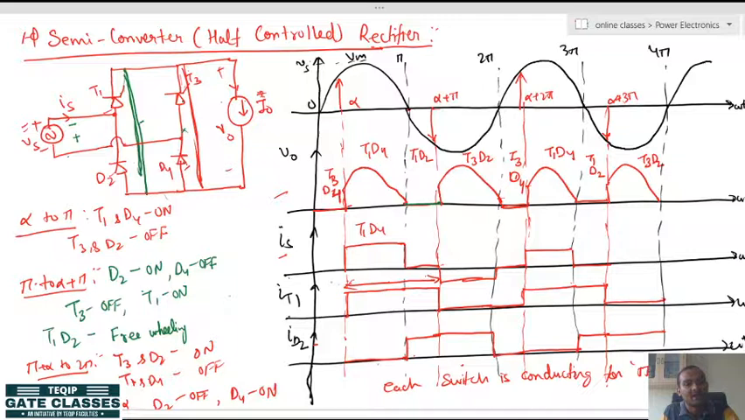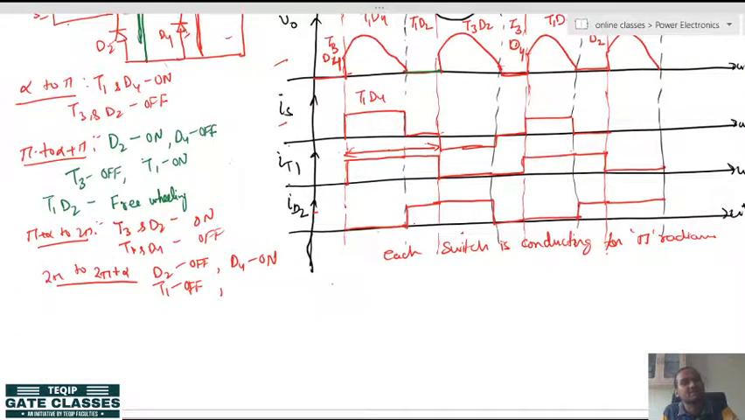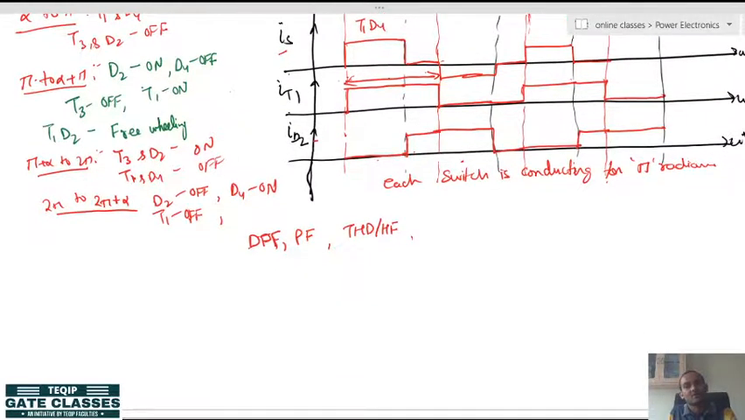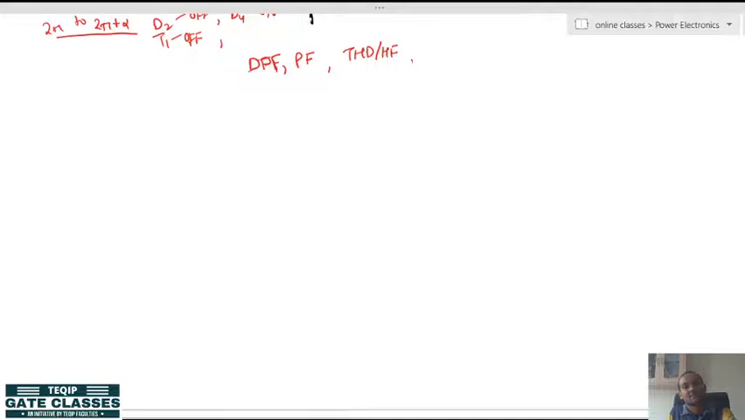So, now let us find out its performance parameters. We have to find out the DF, we have to find out PF, and we have to find out the HF or THD. All right. This DF means DPF, basically displacement power factor. So, for that what we need is the Fourier series analysis of the waveform. So, let us do the Fourier series analysis of the source current waveform.